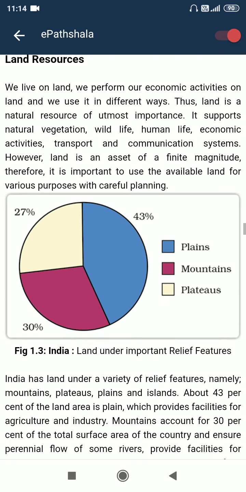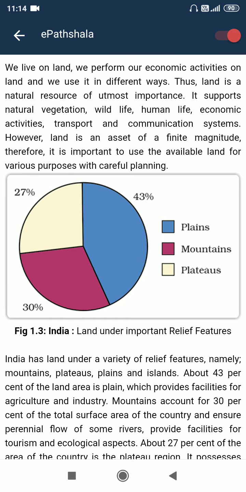Land resource. We live on land. We perform our economic activities on land and we use it in different ways. Thus, land is the natural resource of utmost importance. It supports natural vegetation, life, wildlife, human life, economic activity, transport, and communication systems. However, land is an asset of finite magnitude, therefore, it is important to use the available land for various purposes with careful planning.